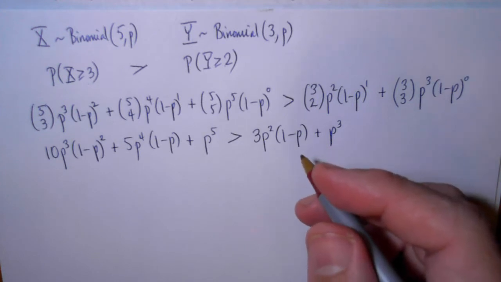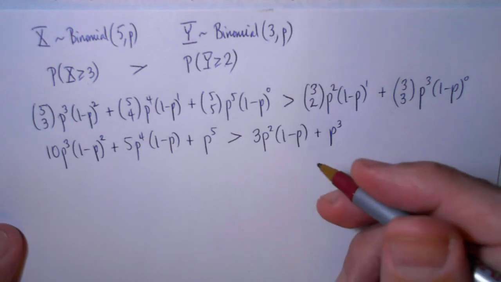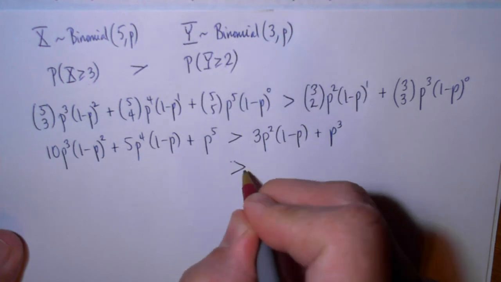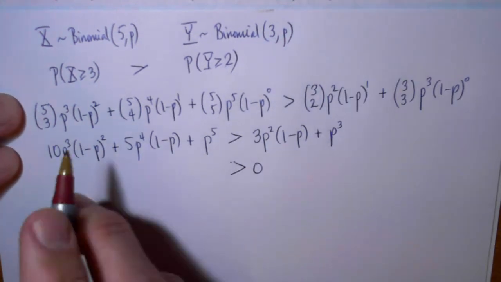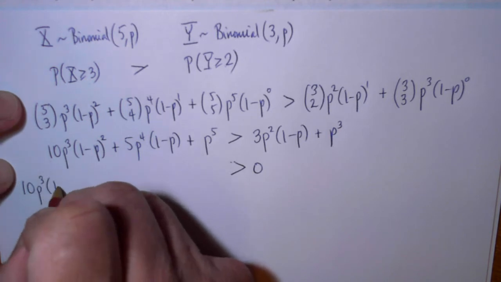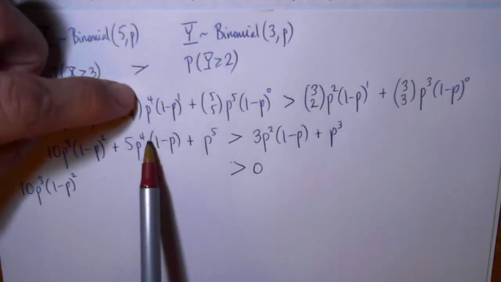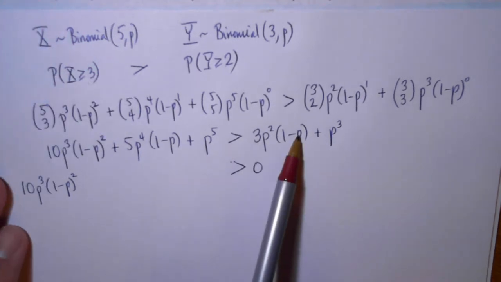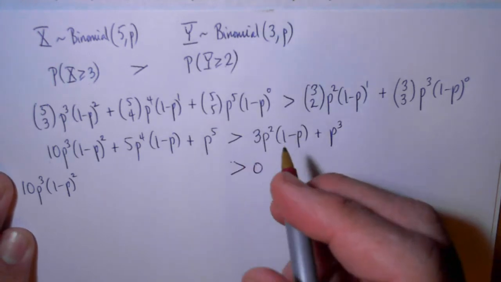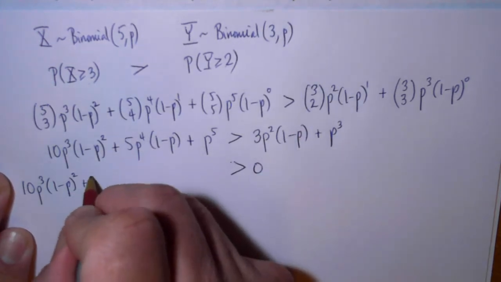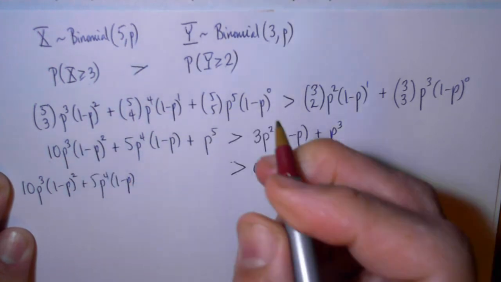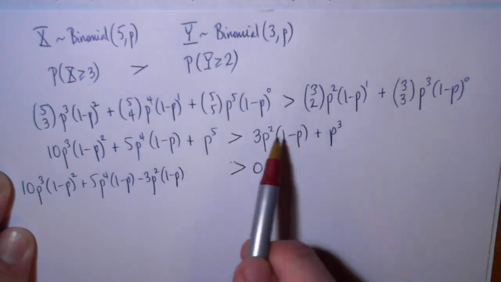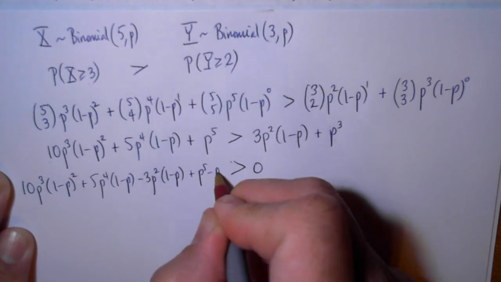Okay, so let's get everything over to one side and hope for the best. So let's subtract. So if we have greater than 0, so this term is all by itself, 10p to the third times 1 minus p squared. Now these two terms I'm going to combine because they have a 1 minus p term, and that's a common. So I'll just kind of list those next to each other. So plus 5p to the fourth, 1 minus p, minus 3p squared, 1 minus p. And then I'll put these two terms next to each other, plus p to the fifth, minus p to the third.